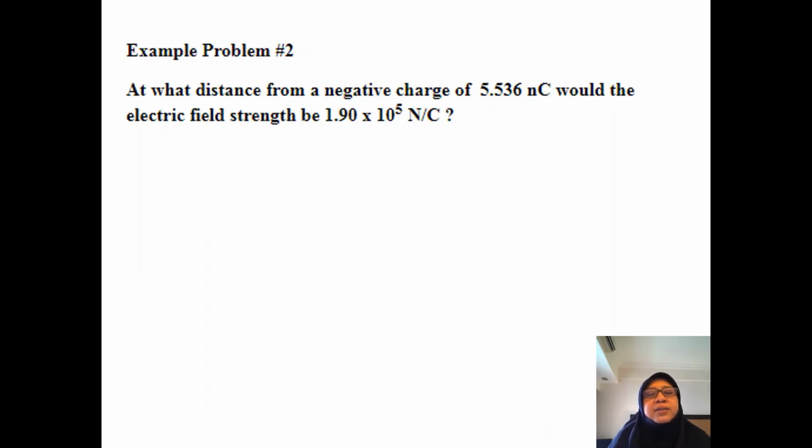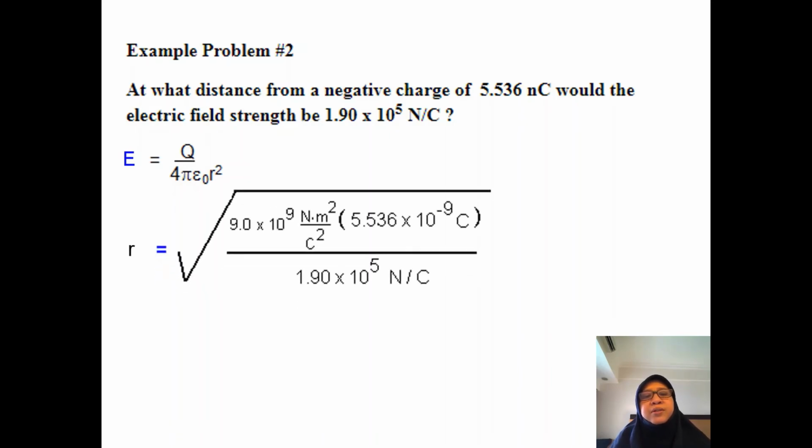At what distance from a negative charge of 5.536 nanocoulomb would the electric field strength be 1.90 times 10 to the power of 5 Newton per coulomb? So using the formula E equals Q per 4 pi epsilon naught R squared, you substitute all the values given. Q in nanocoulomb is converted to coulomb by times 10 to the power of negative 9.